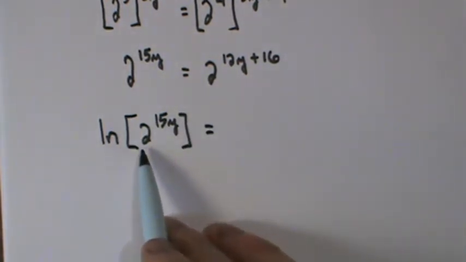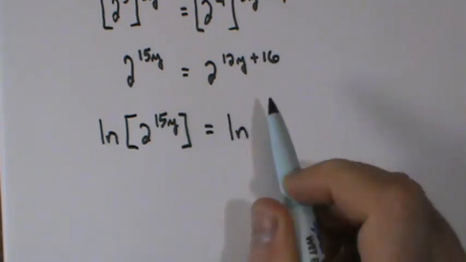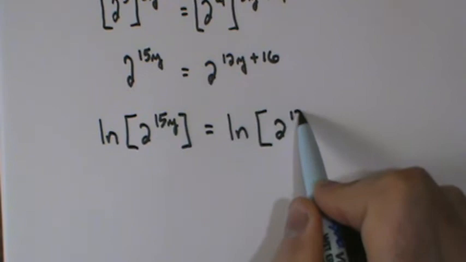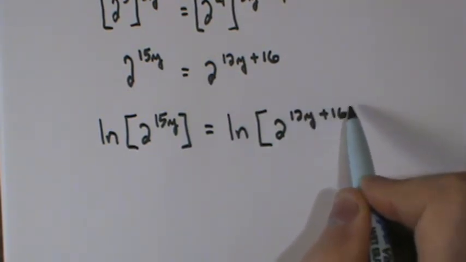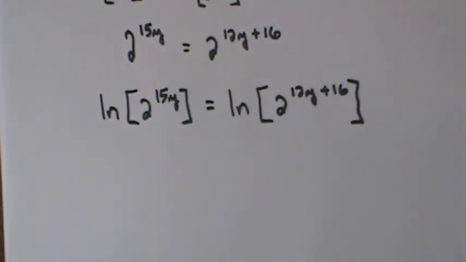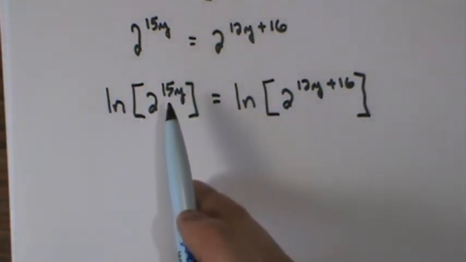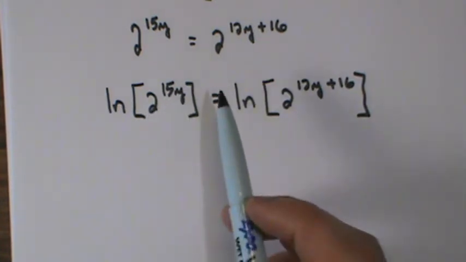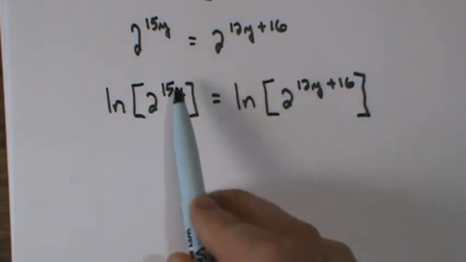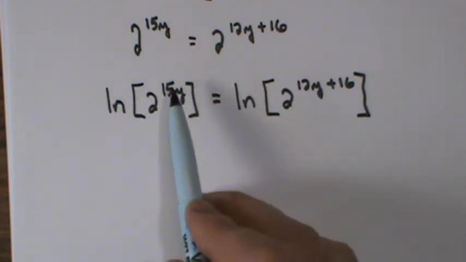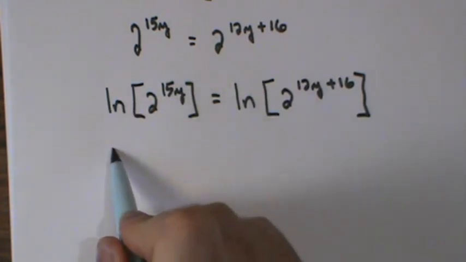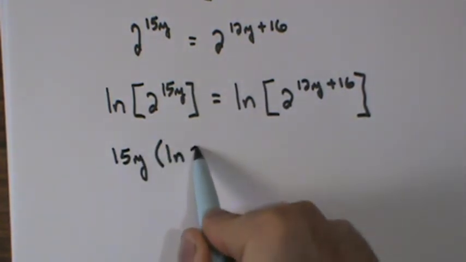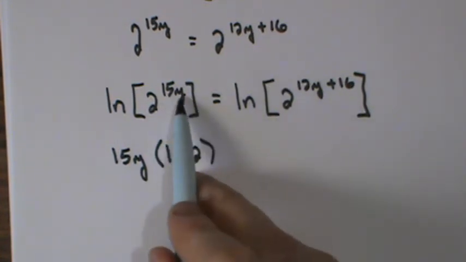And of course, if I do a natural log on one side, I better do the natural log to the other side. So the ln of 2 raised to the 12y plus 16. And now I'm going to use one of our rules for natural logarithms, i.e. logarithms. It says that if you have an argument raised to a power, you're allowed to take that exponent and bring it in the front, make it a scalar, make it a multiplication. So I'm going to call this 15y times the natural log of 2. All I did was took the exponent, brought it to the front.